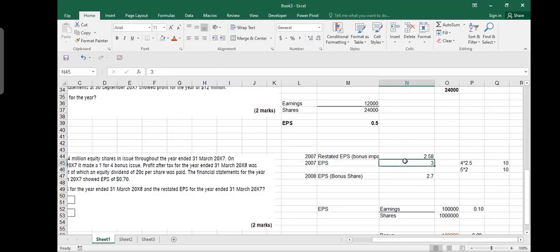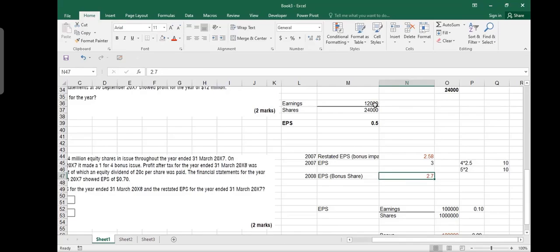Because if I apply the same bonus impact on last year, your EPS would have been 2.58. You should thank me. I'm not doing bad. I apply the same impact here so that the two numbers become comparable. Let's see what would have happened if we had given bonus last year. What impact would it have had on the previous EPS? That is called restated EPS.